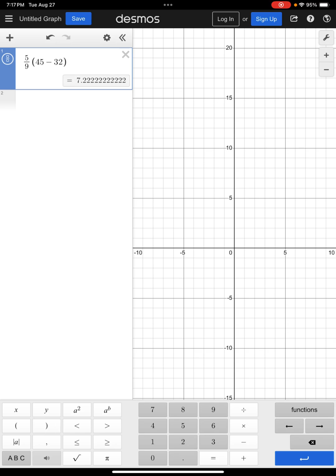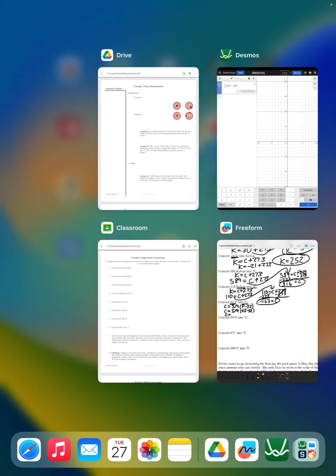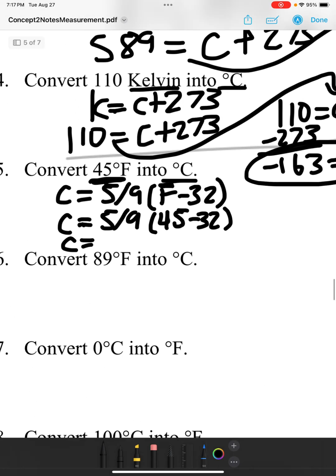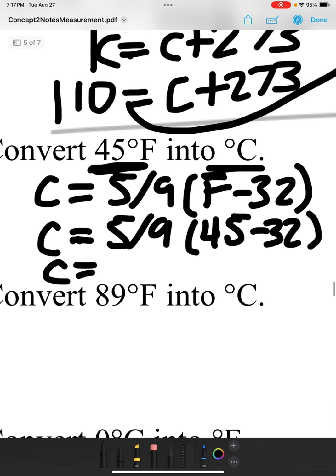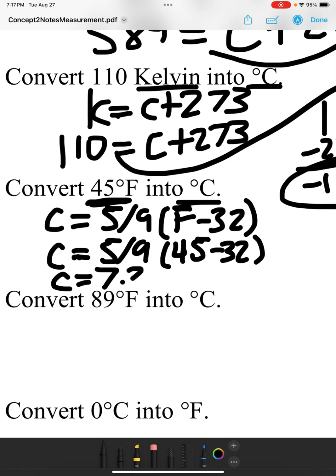Okay, that gives you 7.2 repeating. So we're going to say that in Celsius is 7.2 degrees, and we're just going to round it, okay? Okay, that's our answer for that one.